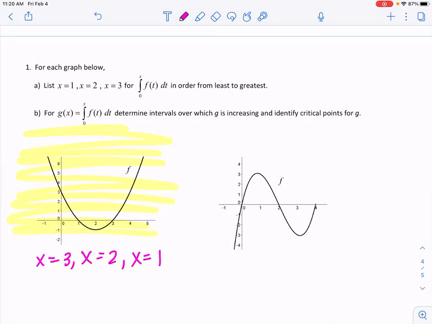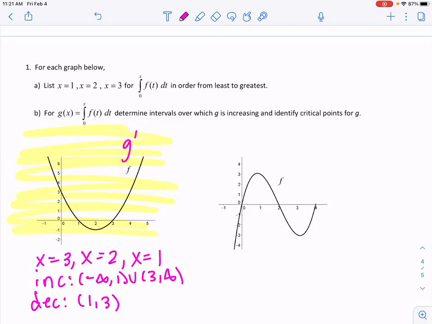If G of X is our accumulation function, then that makes this the derivative graph. So because of that, our original function G, Austin, would be increasing where? And then our original function would be decreasing where, Aaron? It's decreasing from 1 to 3. Good. All right, now let's talk about this guy right here.